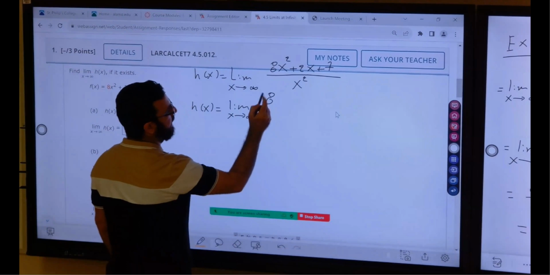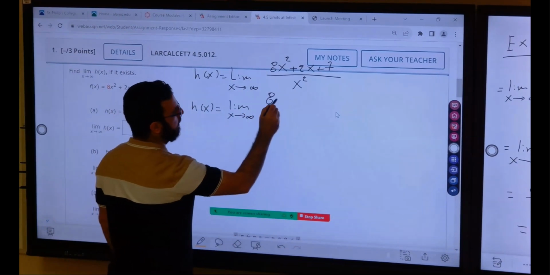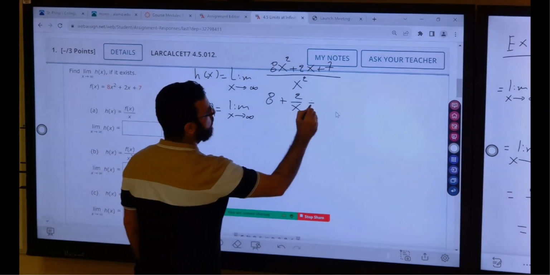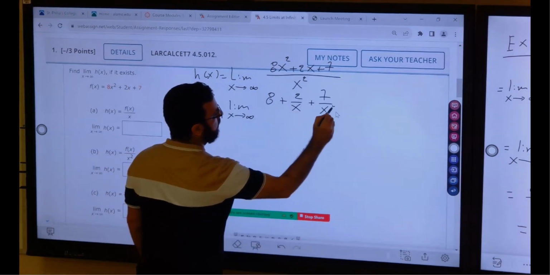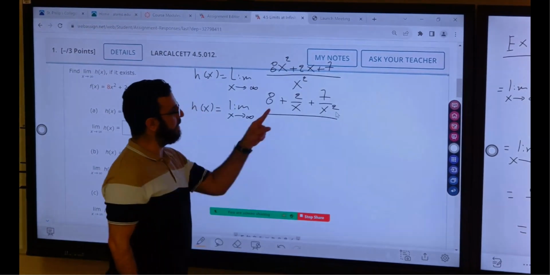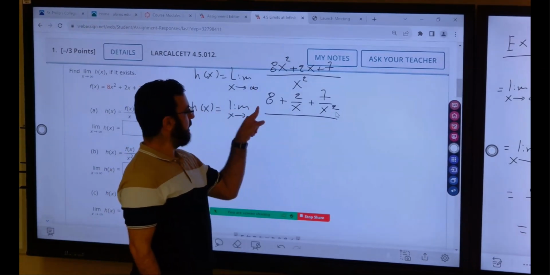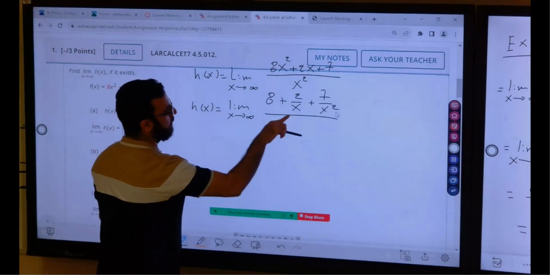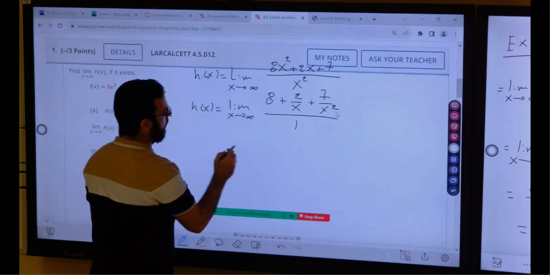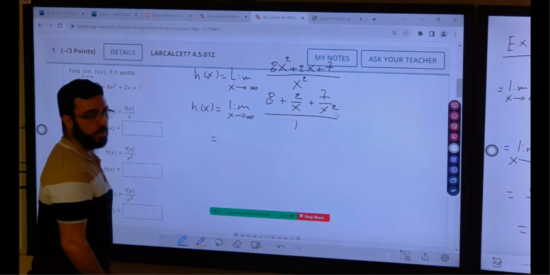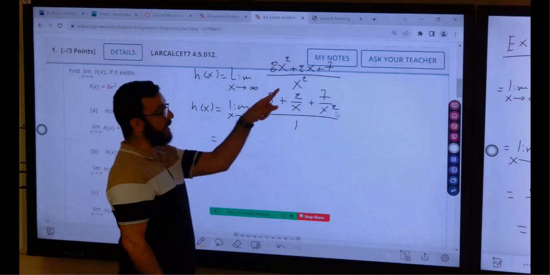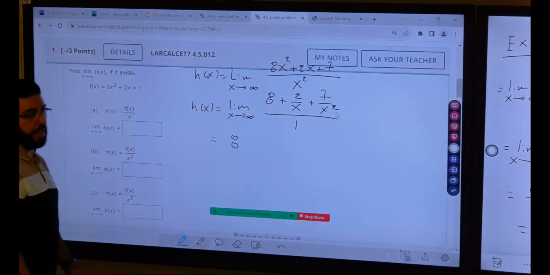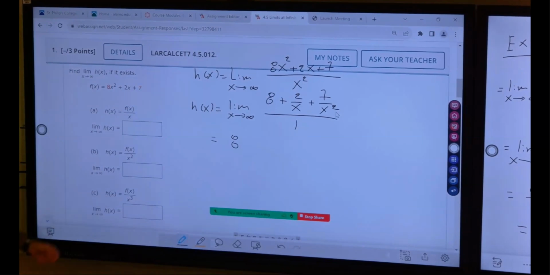So this one is going to be 8. I'm just going to divide it right away. This one is going to be 2 over x, yes or no? Yes. And this one is going to be 7 over x squared. Now you can tell this is 0, this is 0. A constant is going to be a constant. What about here? It's going to be 1. So what's the result? Because we're dividing by x squared, it's going to be 8. That's the only thing left. You can do the same thing with the next one.